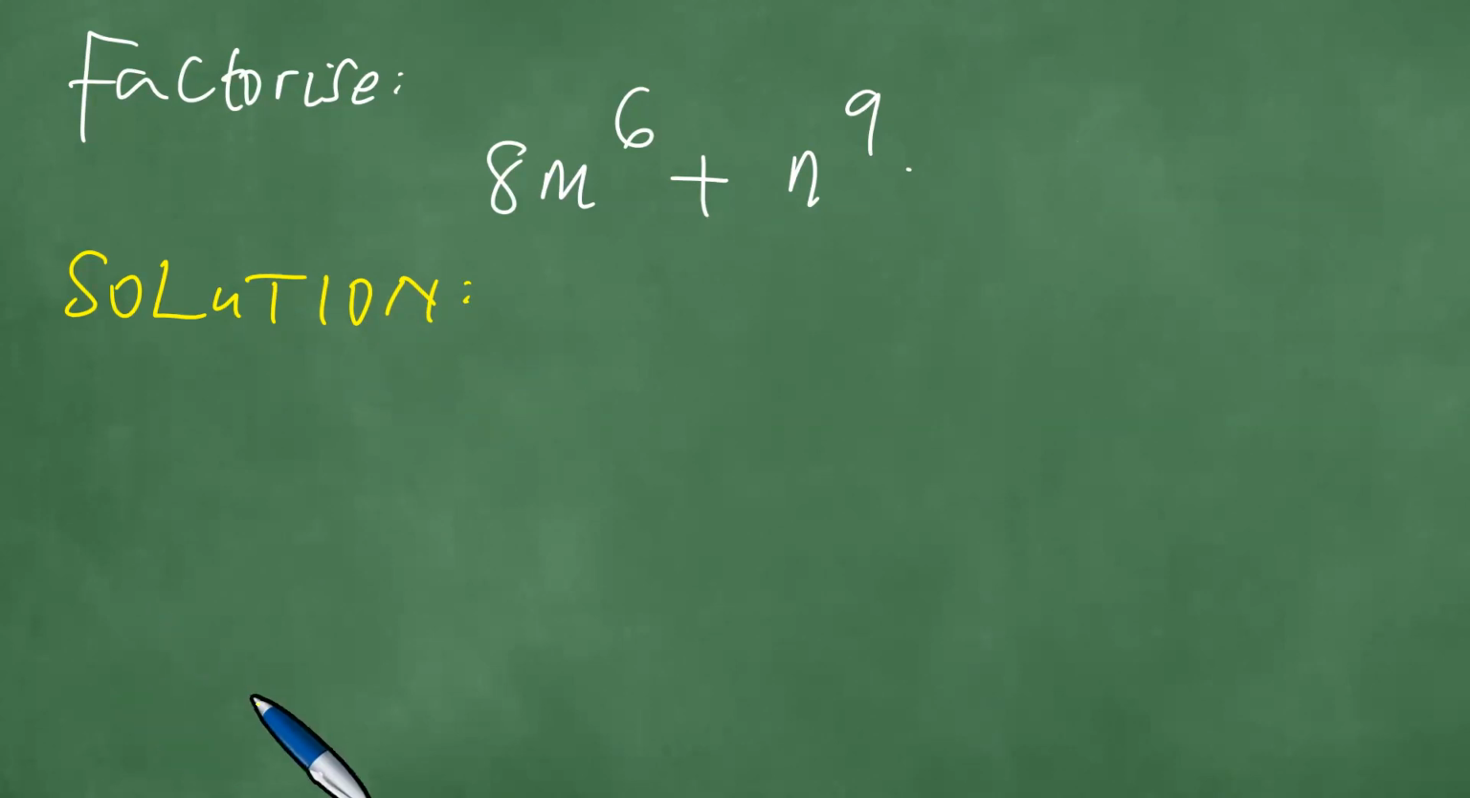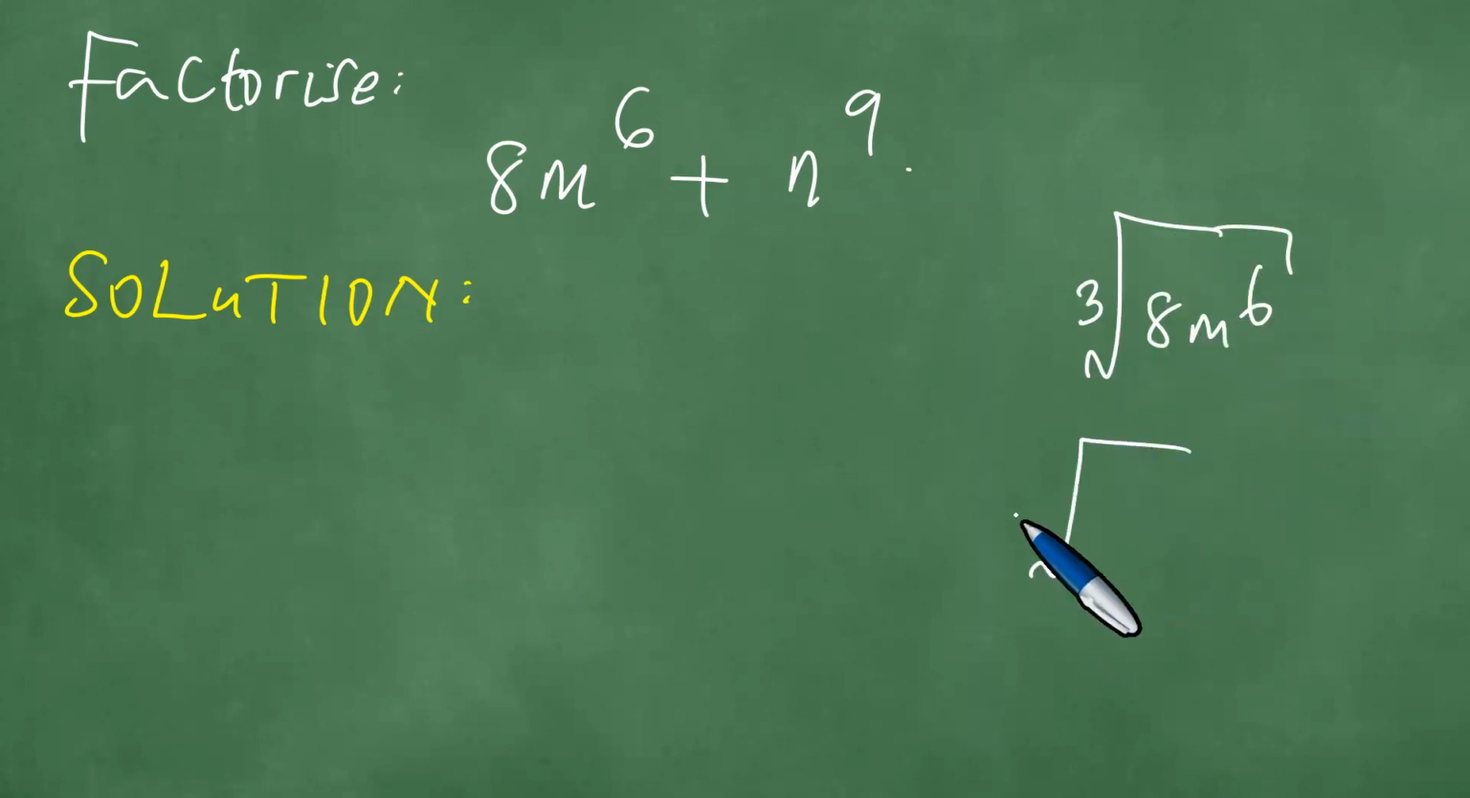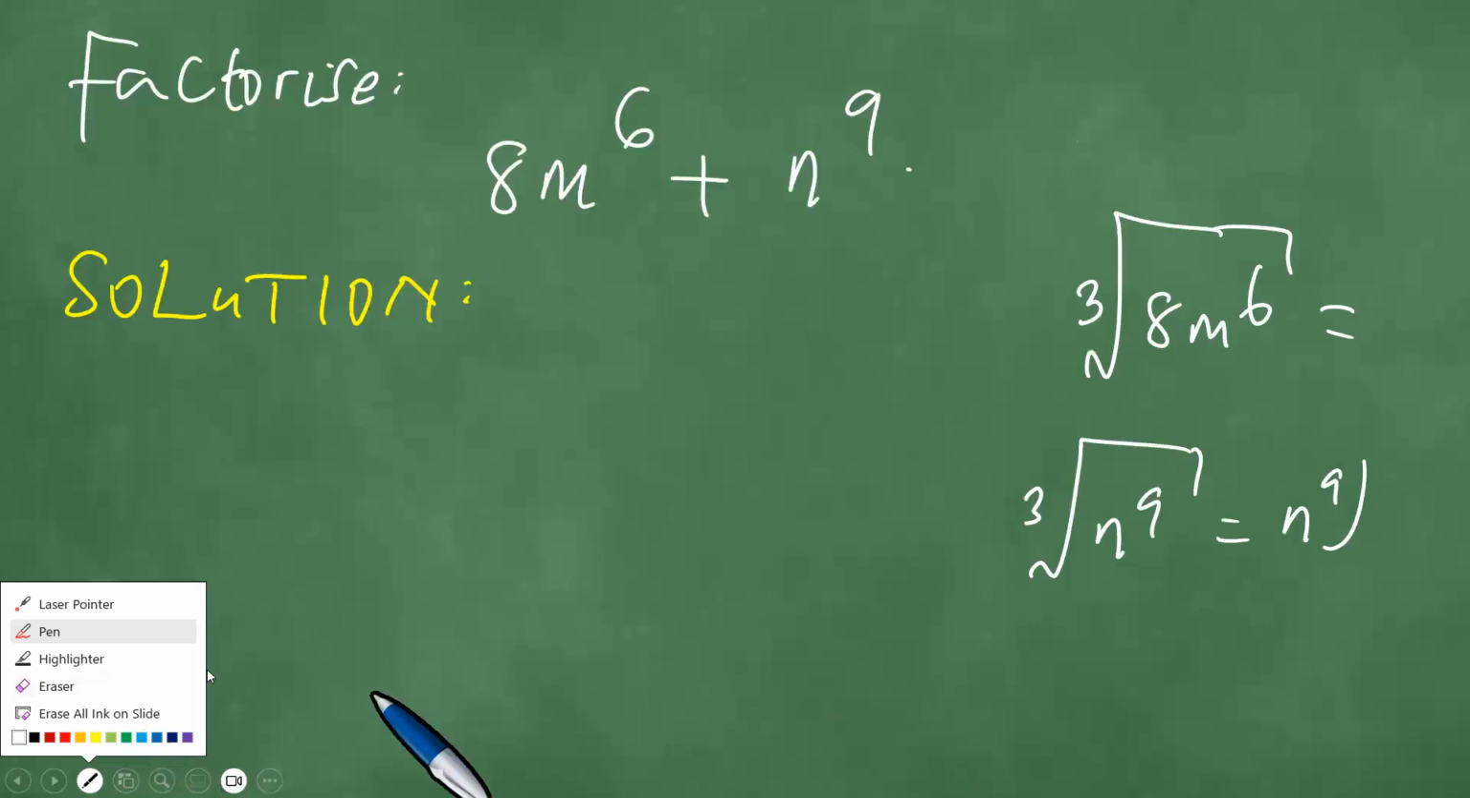What is the cube root? Let's do the cube roots. So you're going to do the cube root of 8m to the 6th power. You also do the cube root of the other one. You do cube roots of both of these terms. Right, so what is the cube root of n to the power 9, Leander? n to the power 3. n to the power 3, brilliant stuff.